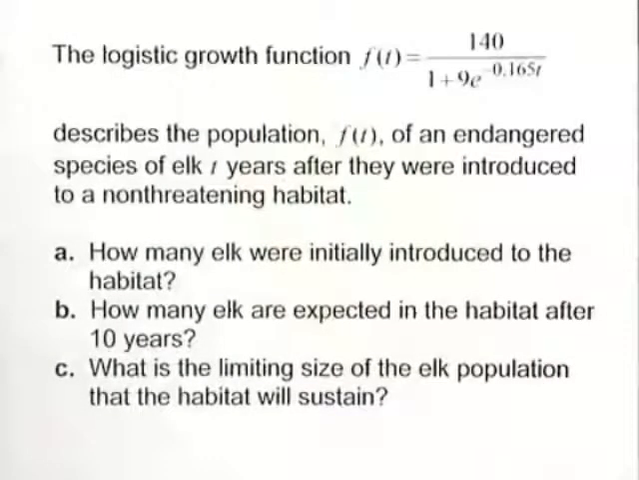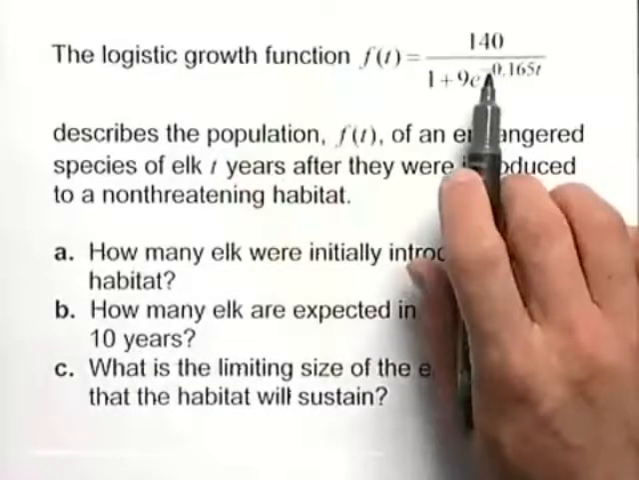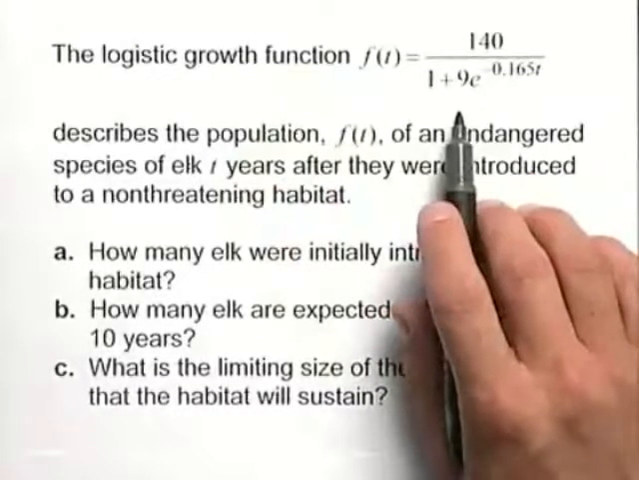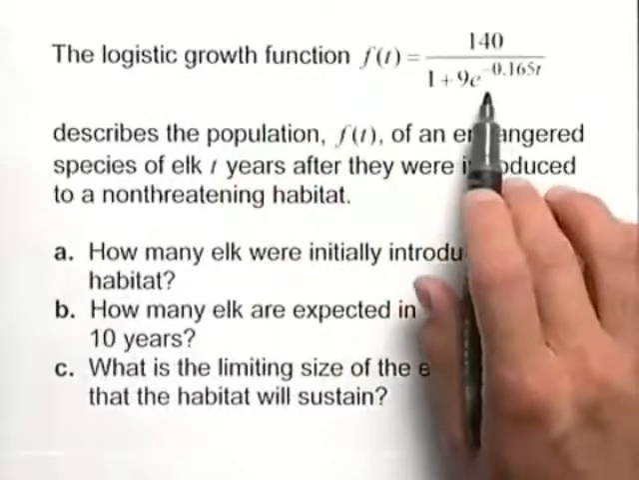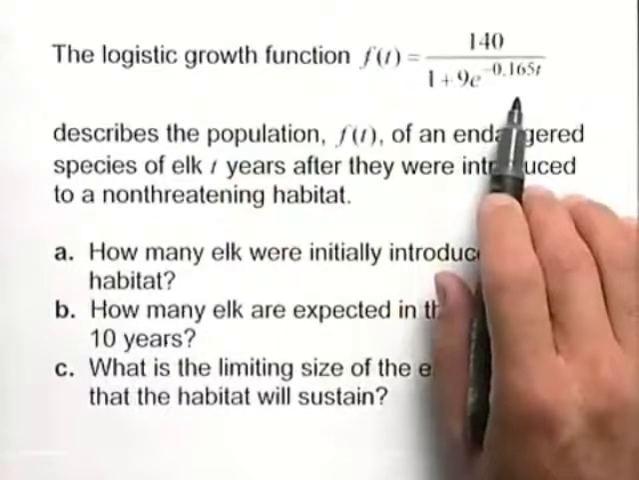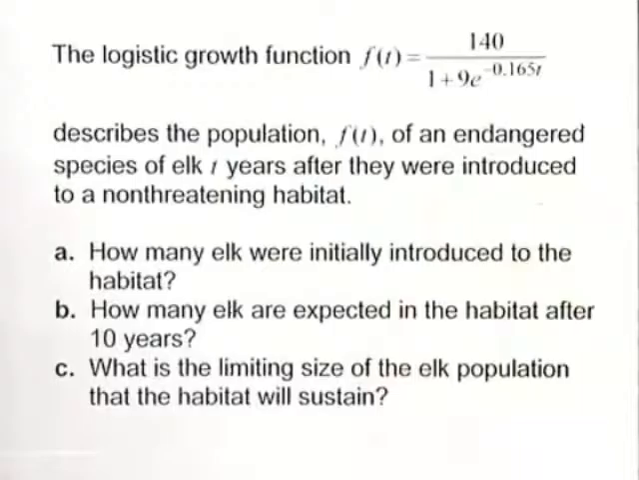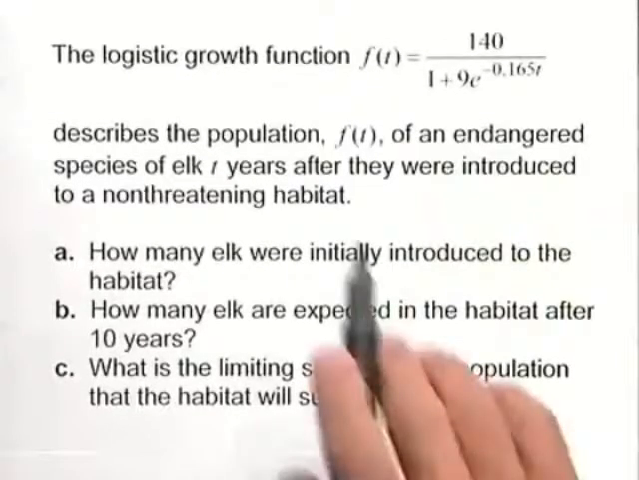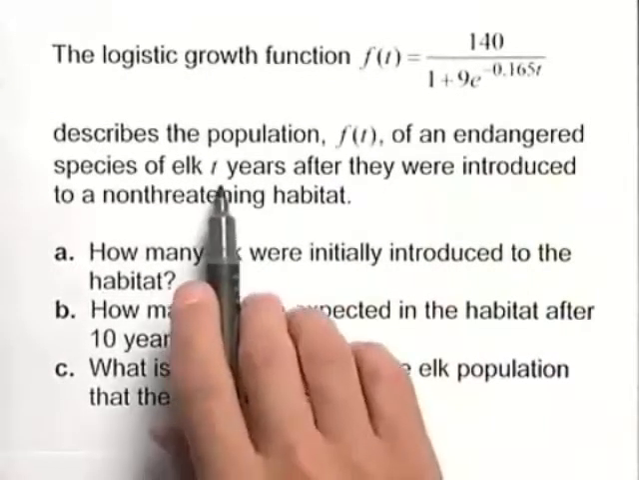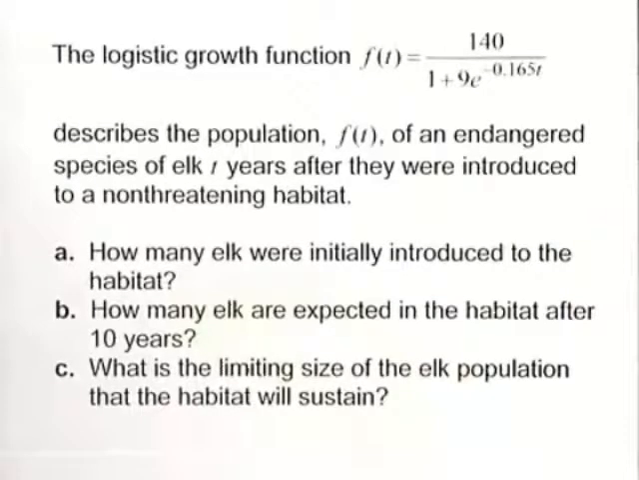Let's consider another word problem. The logistic growth function f of t is equal to 140 divided by 1 plus 9 times e to the negative 0.165 t. This describes the population, f of t, of an endangered species of elk t years after they were introduced to a non-threatening habitat. Part A says, how many elk were initially introduced to the habitat?